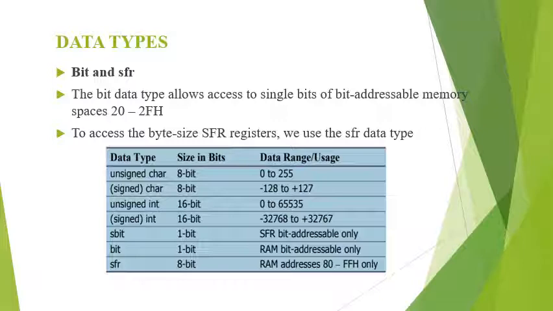Next data types are bit and SFR. The bit data type is used to access single bits of the bit-addressable memory space, that is 20 to 2FH. And to access the byte-size SFR registers, we use the SFR data type.